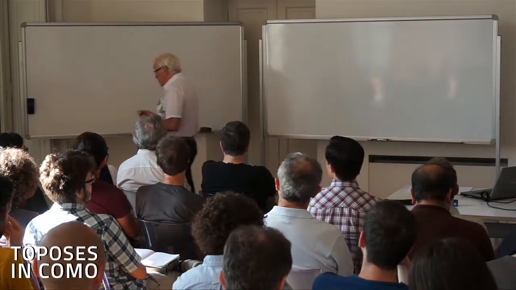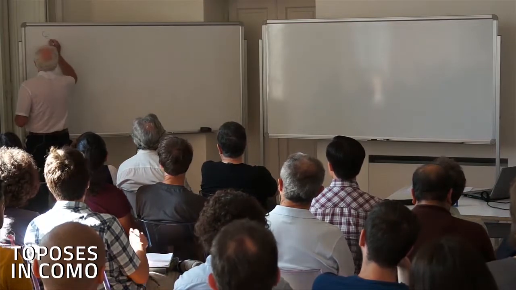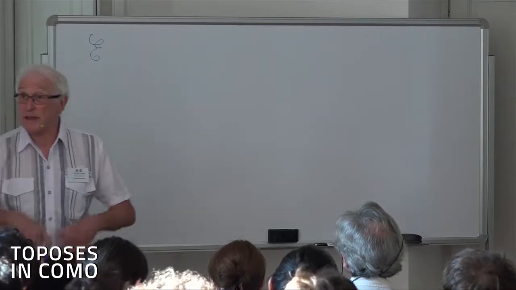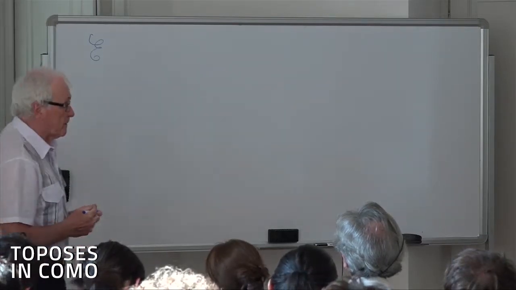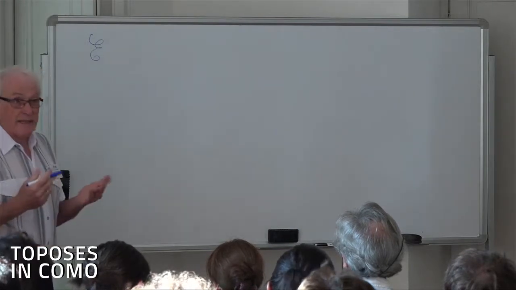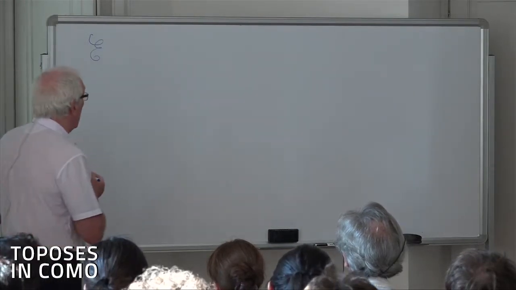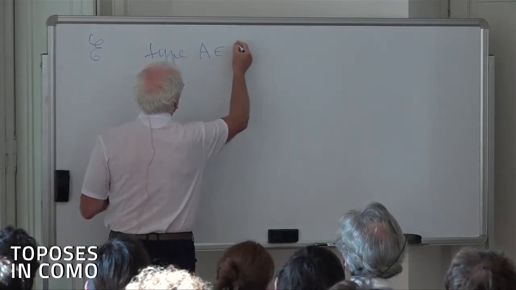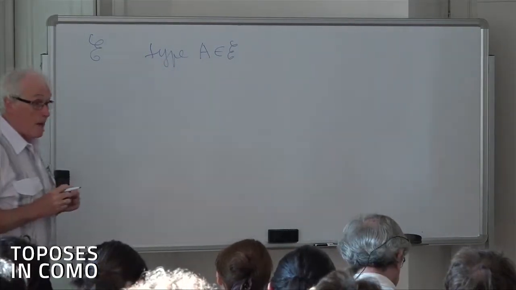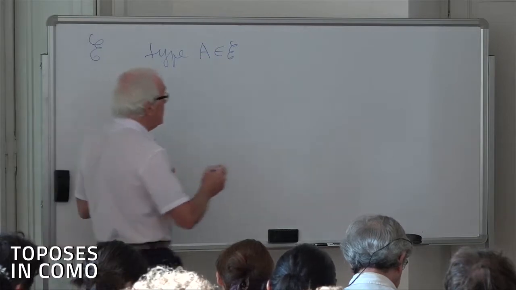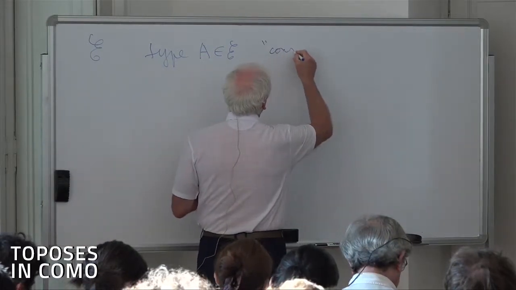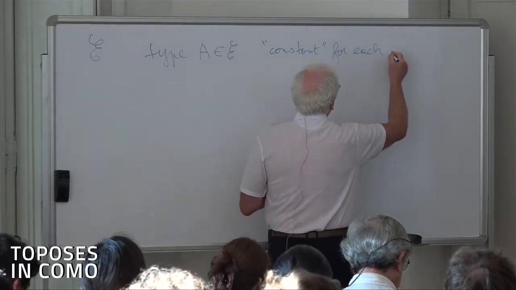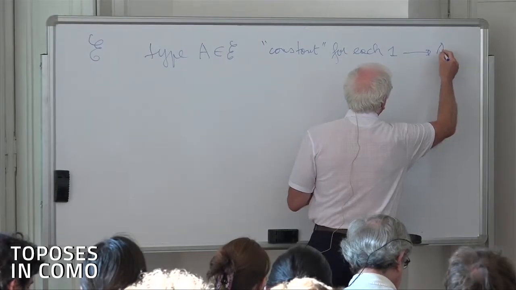So I am in a topos. Take your favorite topos. Take it localic on a topological space. Take it Grothendieck. Take it an elementary topos. It doesn't matter. So in my sentences, I shall use some symbols of type A, where A is an object of the topos. I take one symbol, which I call a constant, for each morphism to A.